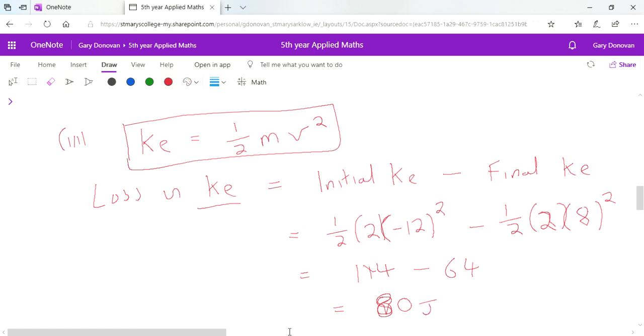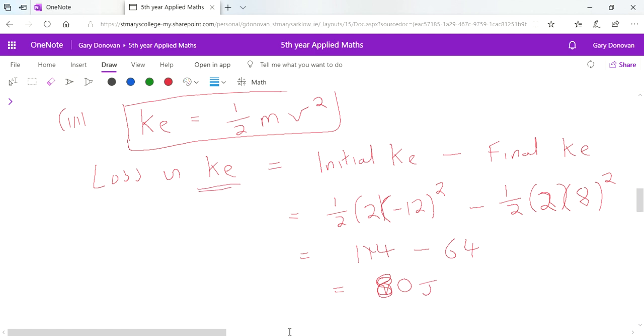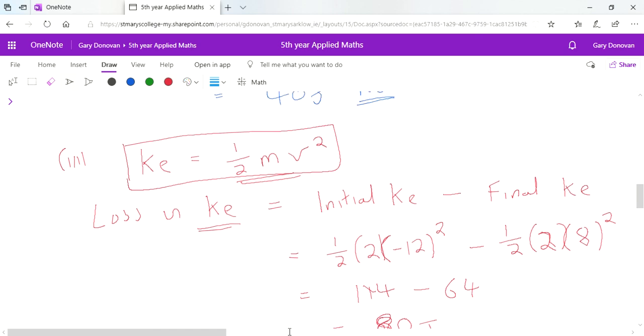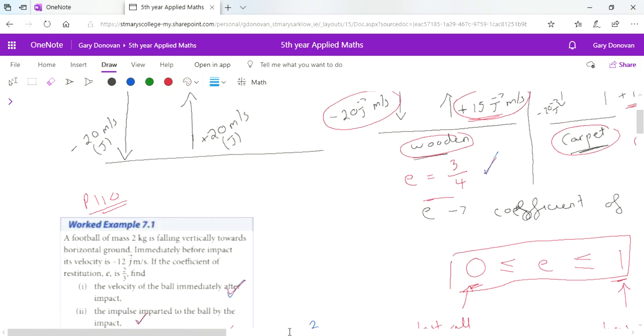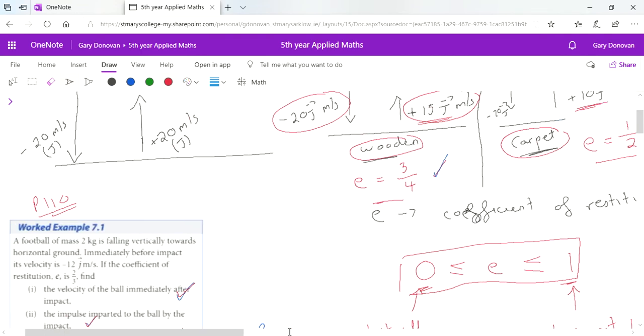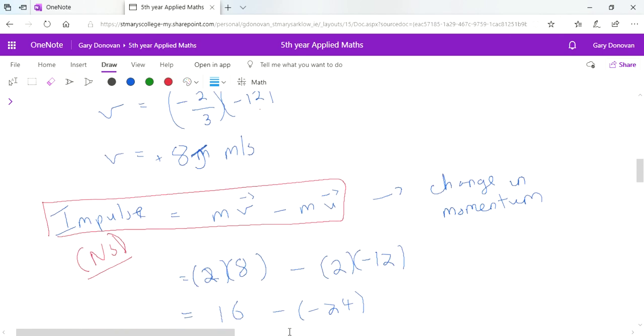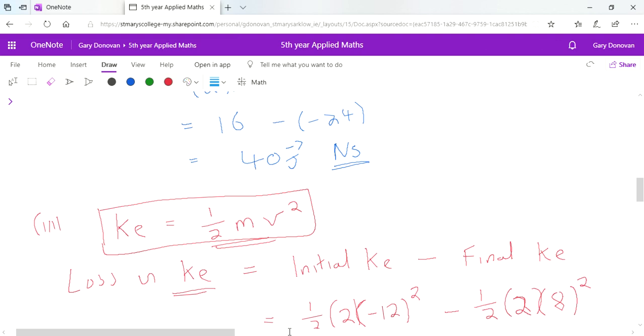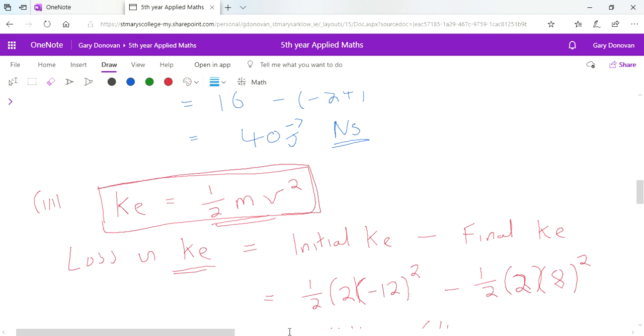So kinetic energy is energy, so its unit is joules. And I think you've come across this equation before, so hopefully that's alright. 3 equations to learn today. You have this one, V over U equals minus E. You have this one for impulse, and then kinetic energy, which is one that I'm hoping you've seen before. But if not, let me know.